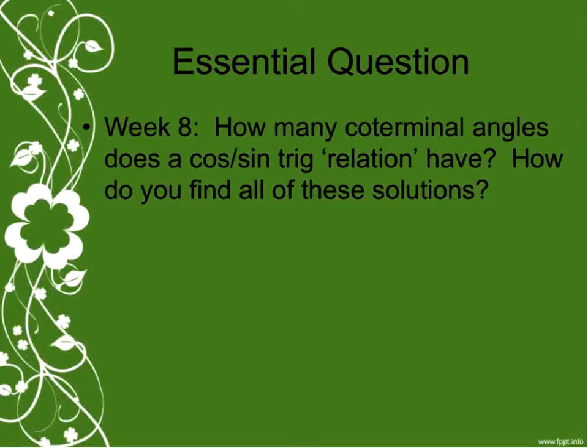So today's essential question, I will put this back up again at the end, for week 8 is how many coterminal angles does a cosine or sine function, cosine or sine trig relation have? We're going to talk later today about the difference between a relation and a function. So this particular question is asking you about how many coterminal angles a relation has. And then secondly, how do you find those solutions? Since I use the word solutions, I'm sort of giving you a hint that there's going to be more than one coterminal angle.